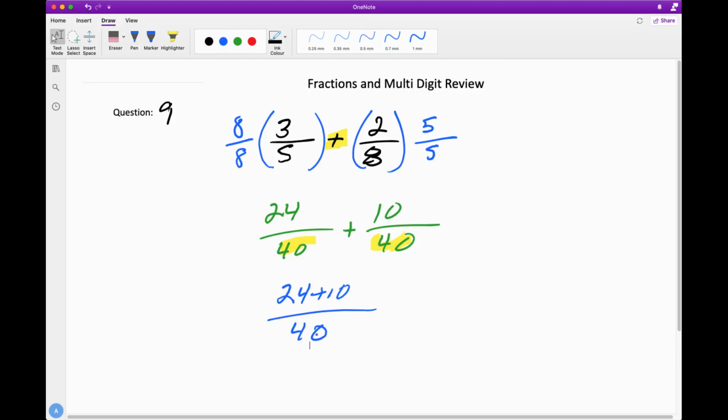Now, you don't have to show me this step. I'm just showing you what we're doing. I'm showing you it rather than skipping. I'm showing you everything that we do. So 24 plus 10 is equal to 34. So now we have 34 over 40.